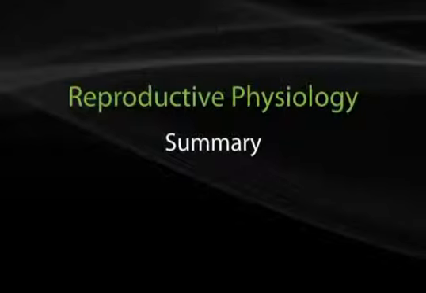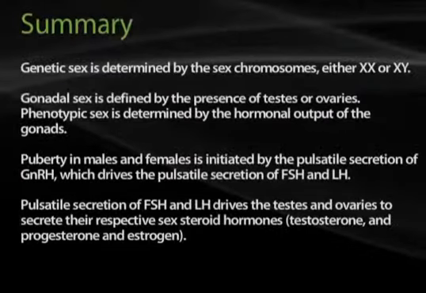Let's begin section 6, which is a summary of reproductive physiology. Genetic sex is determined by the sex chromosomes, which will either be XX or XY. Gonadal sex is defined by the presence of testes or ovaries. Finally, phenotypic sex is determined by the hormonal output of the gonads.